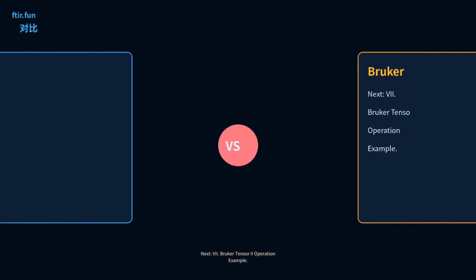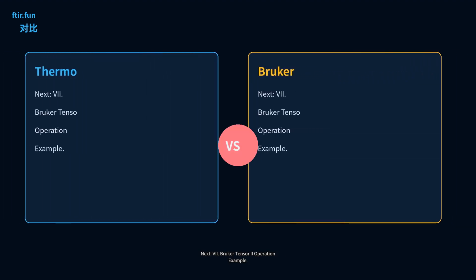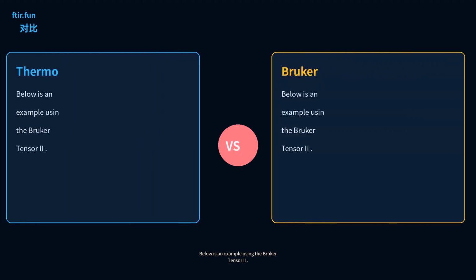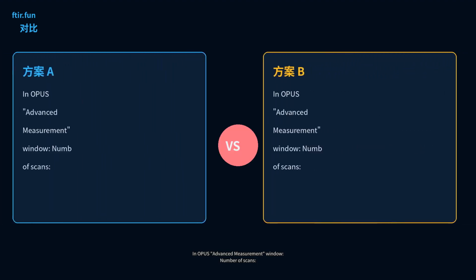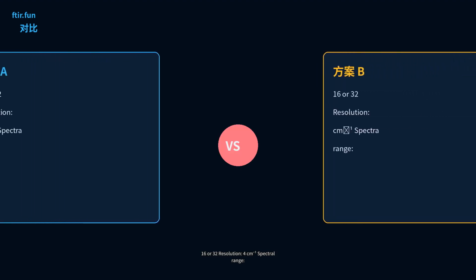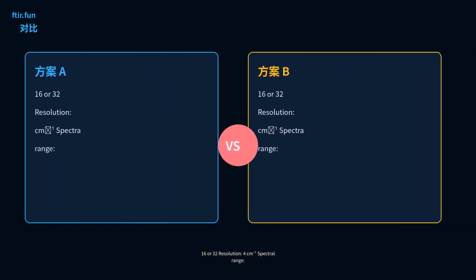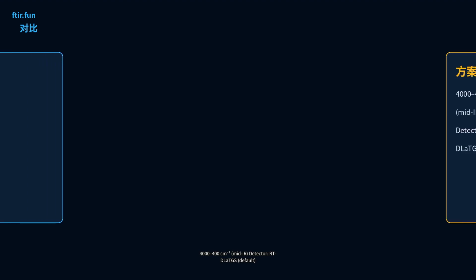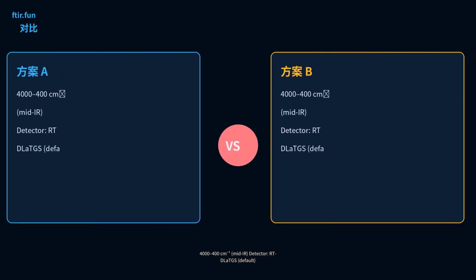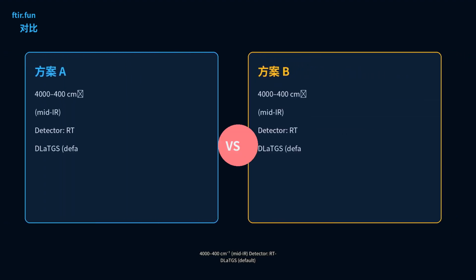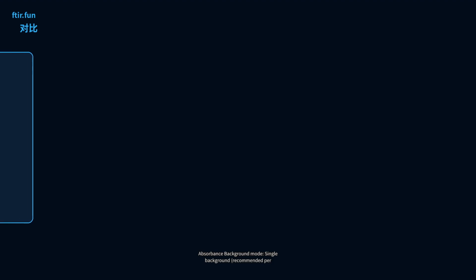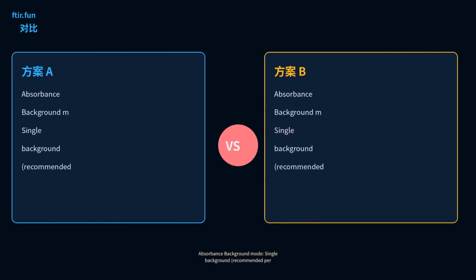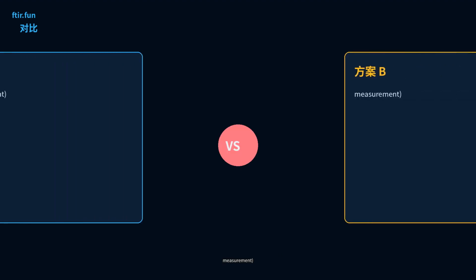Next, Bruker Tensor operation example. Below is an example using the Tensor. In the OPUS advanced measurement window: number of scans 16 or 32, resolution 4 cm⁻¹, spectral range 4,000 to 400 cm⁻¹, detector RTDLaTGS default, beam splitter KBr, sample mode absorbance, background mode single background, recommended per measurement.